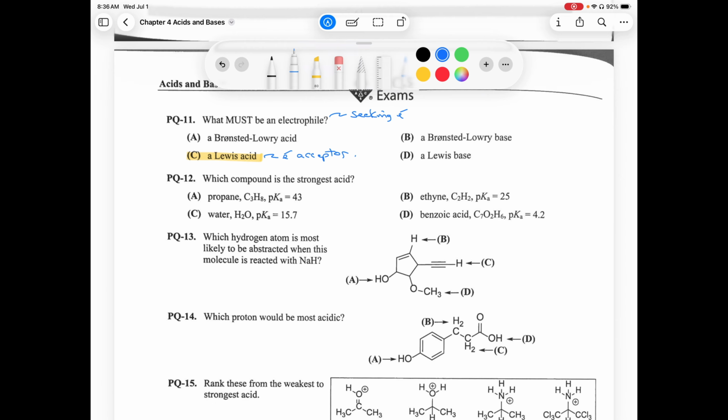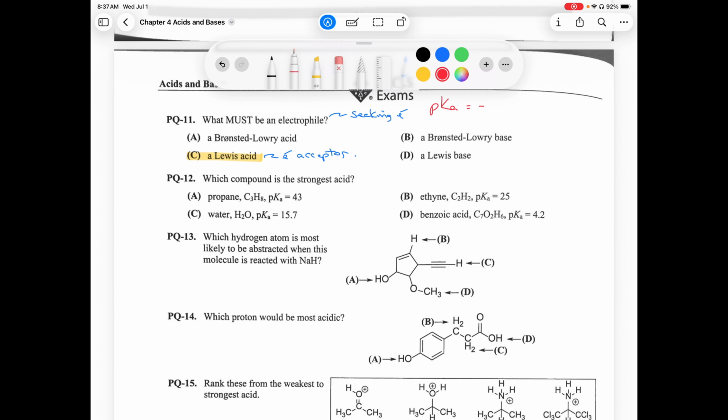What I want to do is switch over to another page here, because we're getting into the section of this chapter where it's starting to ask us about pKa's and which proton is more acidic, which one is less acidic, and all that kind of stuff. And first of all, you should understand where pKa comes from, right?